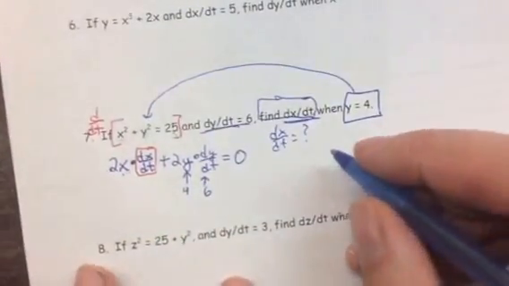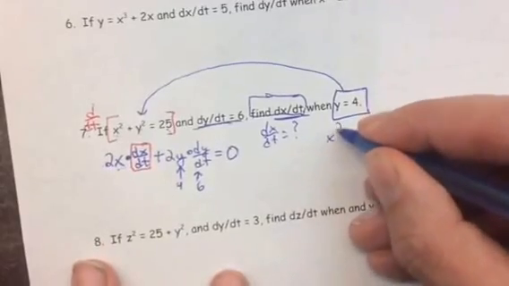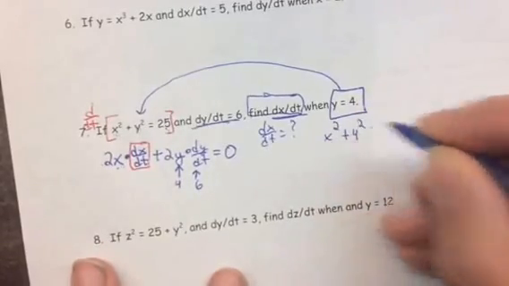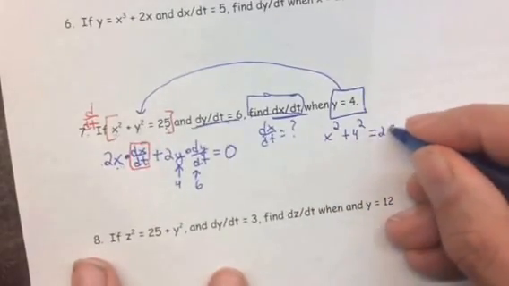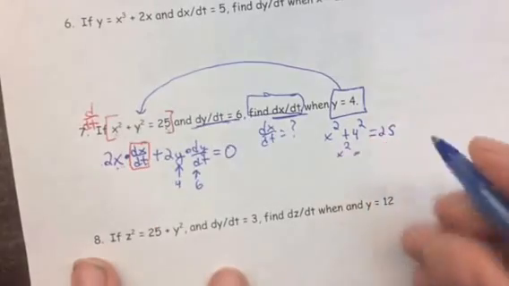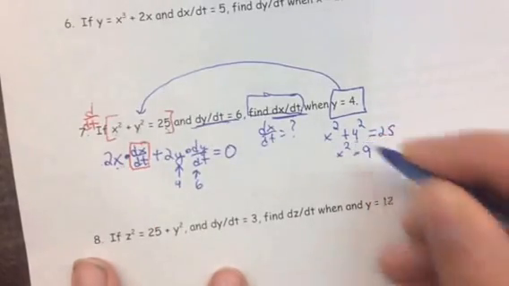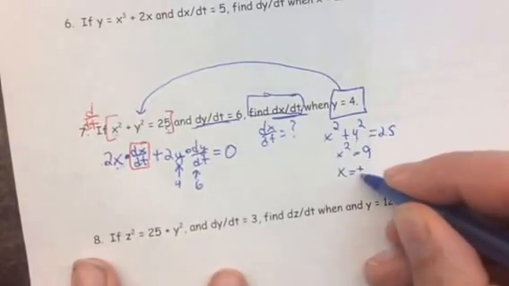So, x squared plus 4 squared, I'm just plugging in for y, equals 25. So x squared is 9, 25 minus 16. So x is plus or minus 3.